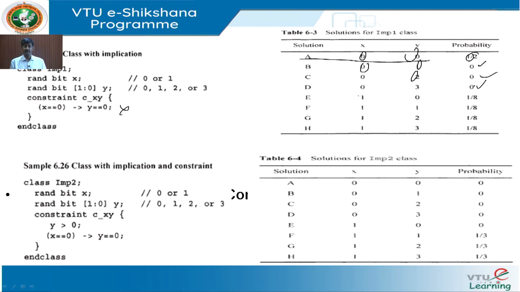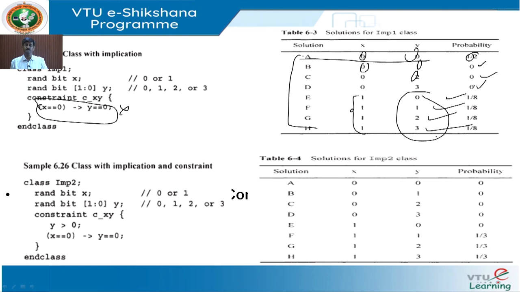But when X is not equal to 0, that is, let us say it takes 1, 1, 1, the implication does not apply. So the probability of solution will be, out of these, 1 for each of them. So it is randomly generated.